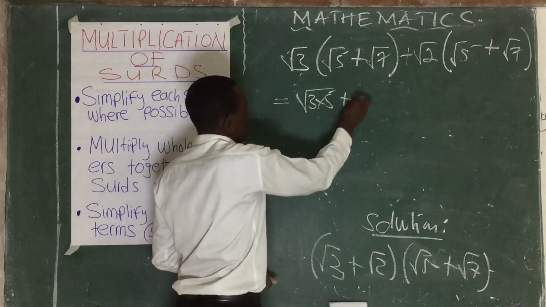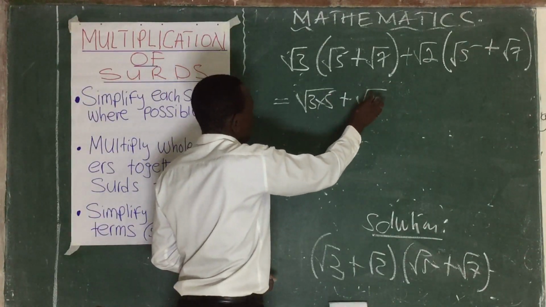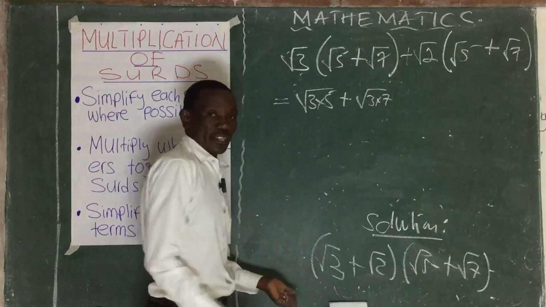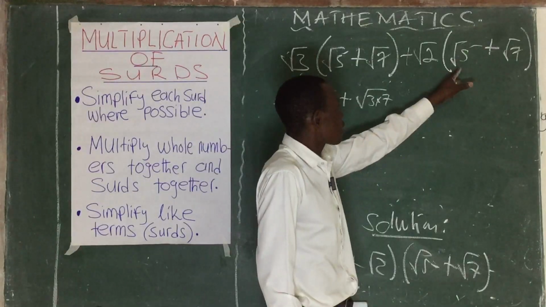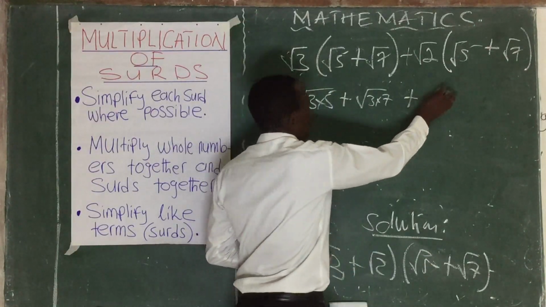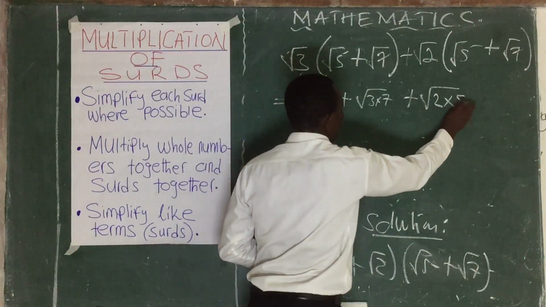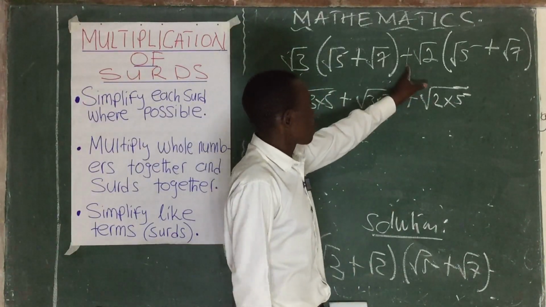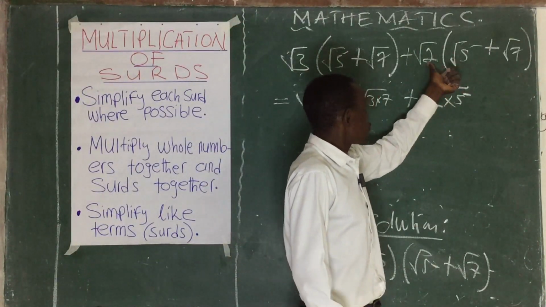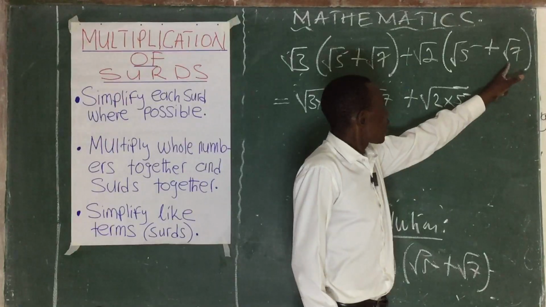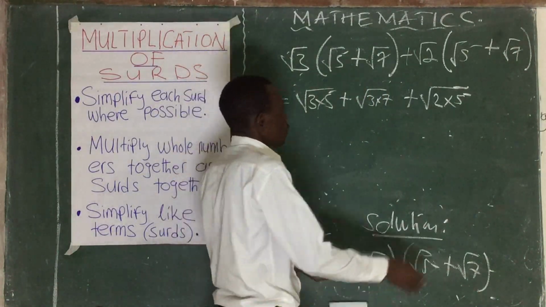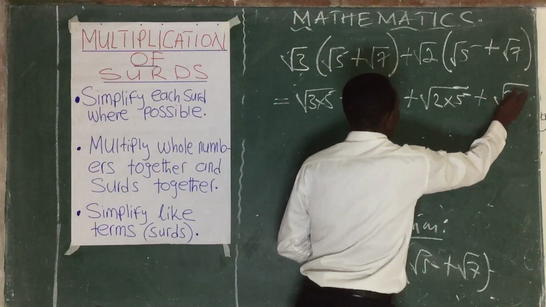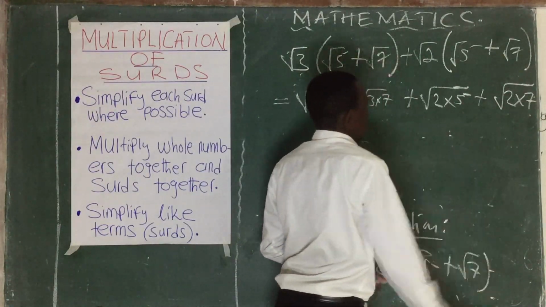Then it will be plus root 3 times root 7. Then in this part, expanding, multiplying this by that, you have plus root 2 times root 5. Then this positive root 2 times the positive root 7, it will be the same. You're going to write again positive root of 2 times 7.